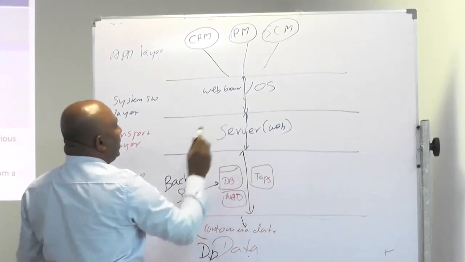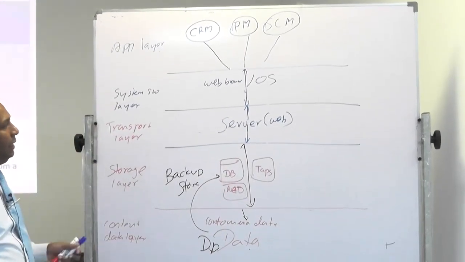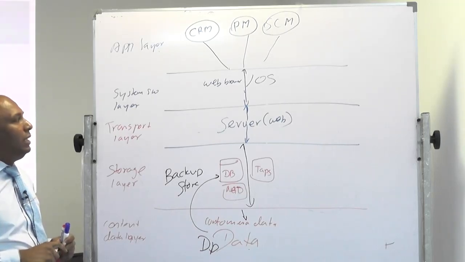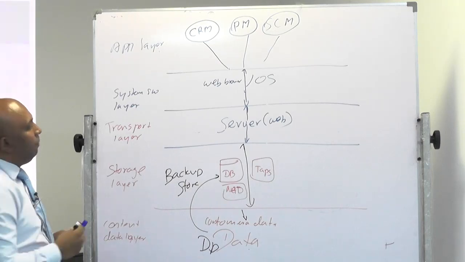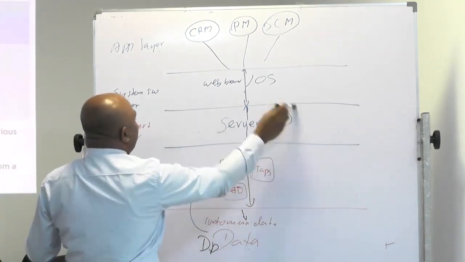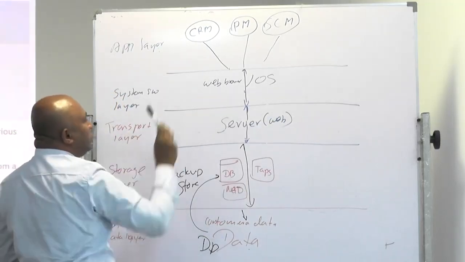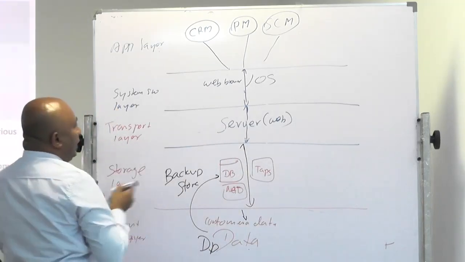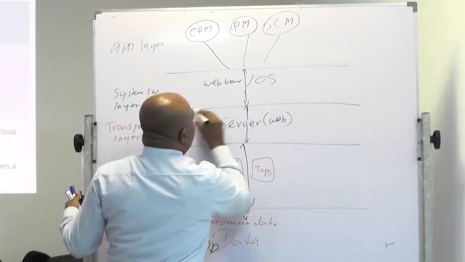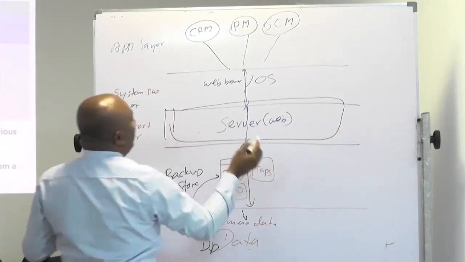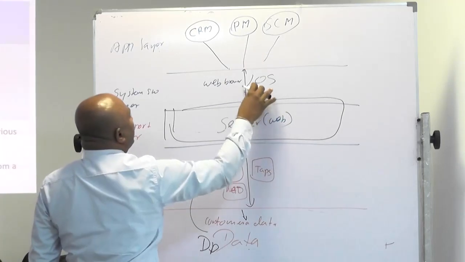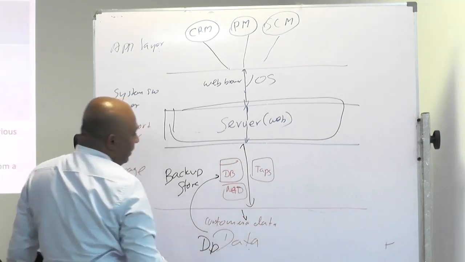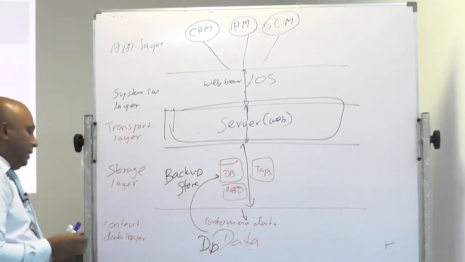And also there is a web server. All this information is stored in the server, which gives the connectivity to the computer. This server mechanism is the transport layer, which transports the information from this end to this one. From here, the data is transported to this one and stored here.